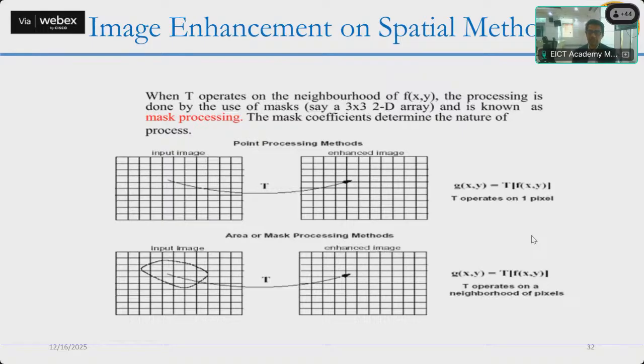What is being said here is that when T operates on the neighborhood of f(x,y), what is f(x,y)? f(x,y) is that pixel, and x,y is the location. If you recall, f(x,y) is that pixel value. The processing is done by the use of a mask, say a 3 by 3 2D array. That is known as mask processing. We take basically a 3 by 3.